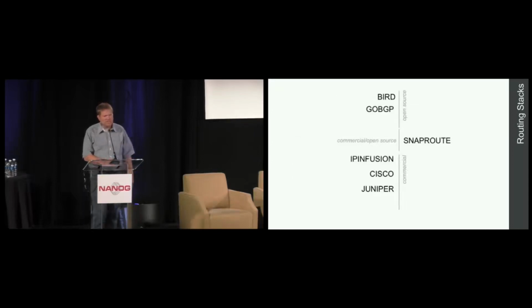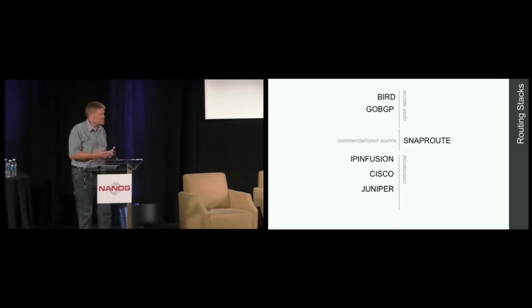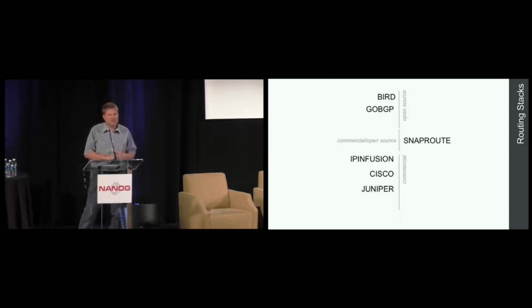So let's talk about routing stacks a little bit. There are three basic ways you can go on a routing stack. The first is you can go totally open source, which is represented by something like Bird, which is a fairly complete routing stack. It has BGP and OSPF at least. There's also GoBGP, which is a Go version of BGP. I think it was originated by Google and is open sourced.